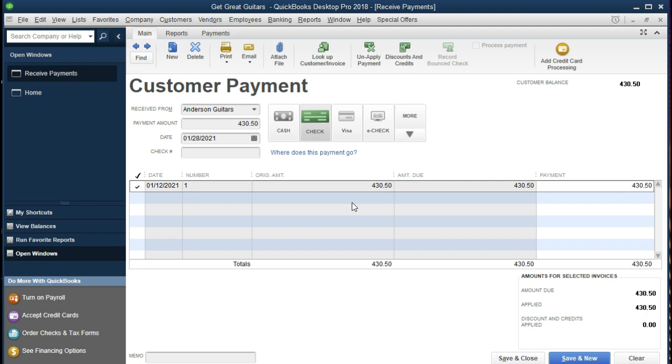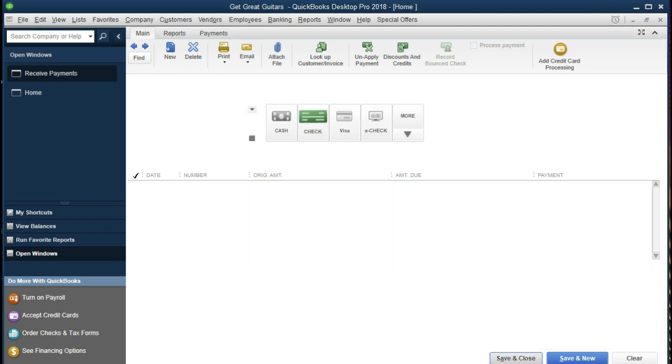It's going to reduce the accounts receivable, reduce the amount that is owed by Anderson, and it's going to increase a cash account, but not our checking account yet. It's going to increase undeposited funds. So let's record this, take a look at that. We're going to say save and close.